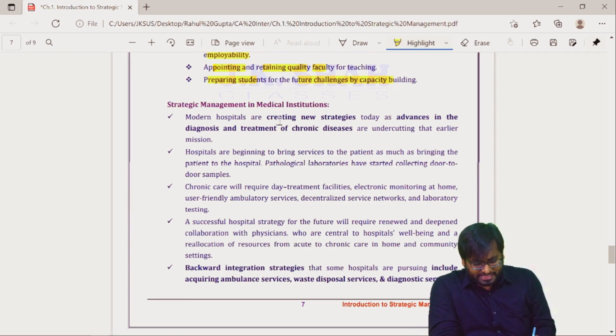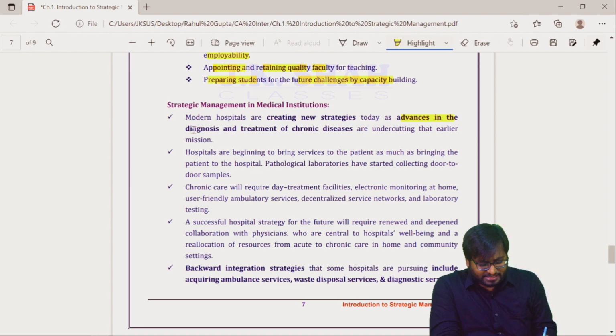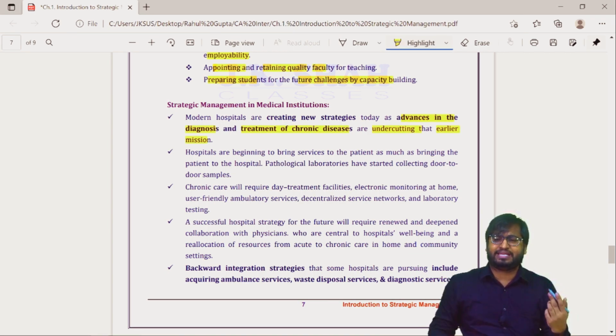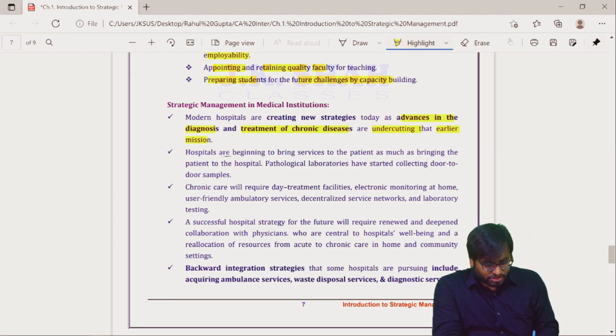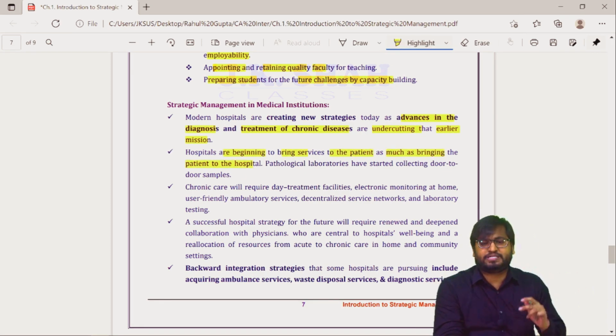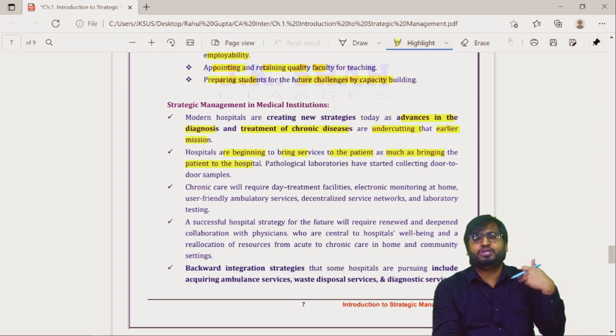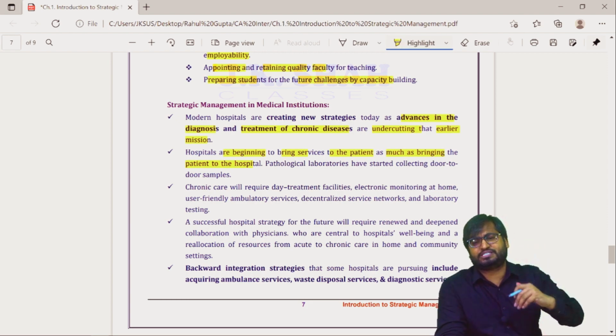Modern hospitals are creating new strategies as advances in the diagnosis and treatment of chronic diseases are undercutting their earlier missions. Now the patients are getting cured quickly as compared to earlier times. So we need to think of other avenues. Hospitals are bringing the services to the patient as well as bringing the patient to the hospitals. Even the hospitals have started giving home care facility to the patients, as I told you.